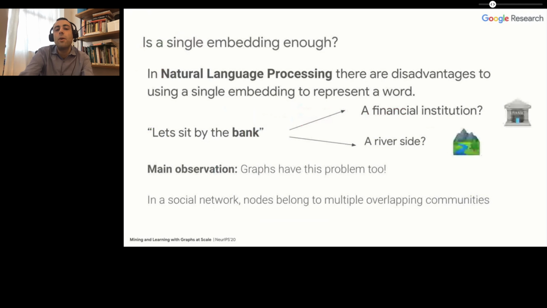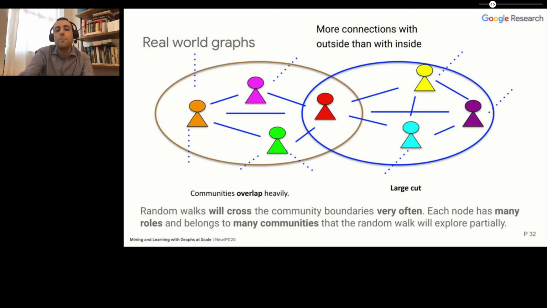Nodes may have multiple meanings in the language of a graph, which means that they belong to multiple communities. And so if you use a single embedding to represent them, you may have performances that are lower than if you use multiple embeddings for each node. And this is essentially the general idea of our paper. Today we're going to see how you can actually use an embedding technology that embeds the nodes in multiple positions in the space. And first of all, I want to explain why this may be very important.